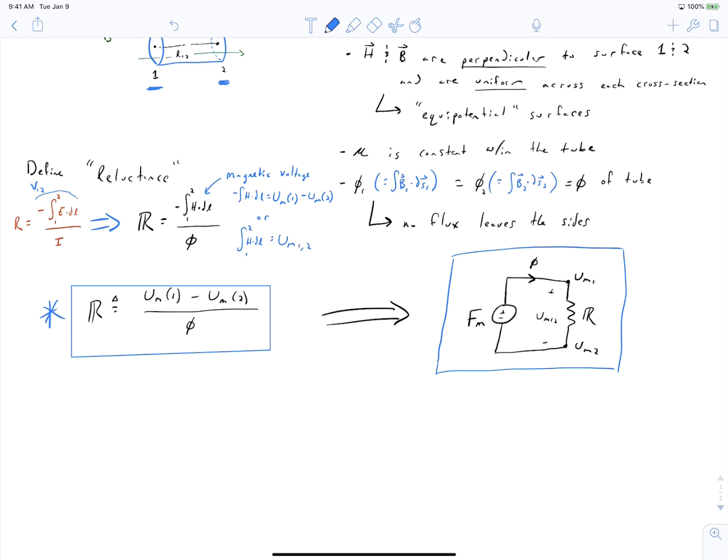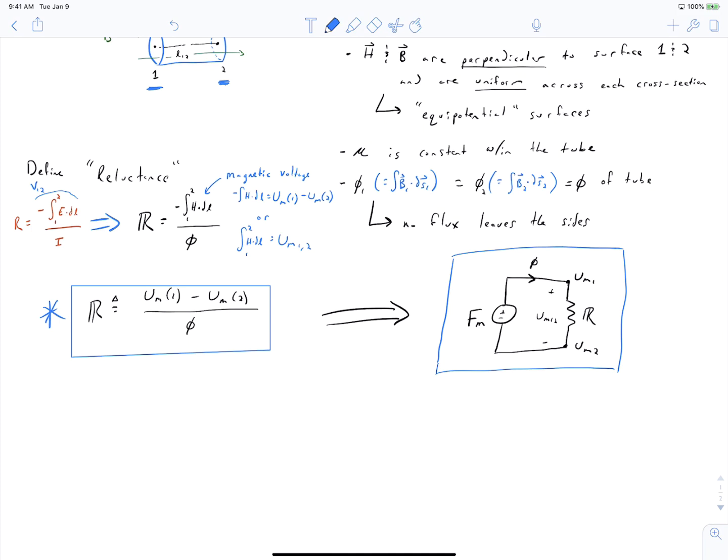And so this is well and good. This is also a very simple example, where you have a single MMF source driving a flux through one reluctance. In actual useful examples, we're going to have a network of reluctances or a network of flux tubes, and perhaps a network of MMF sources as well. And so then we'll be solving that equivalent circuit to determine our flux at all locations.